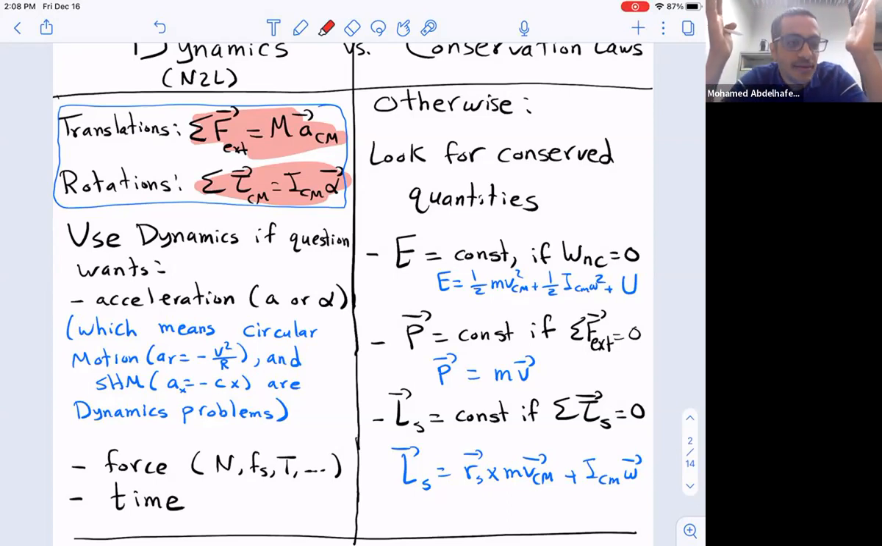What is conserved? That's the other thing. So you go there and say, okay, is energy conserved? Is momentum, is angular momentum conserved? And we're going to practice on this.